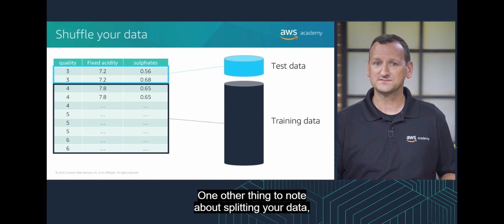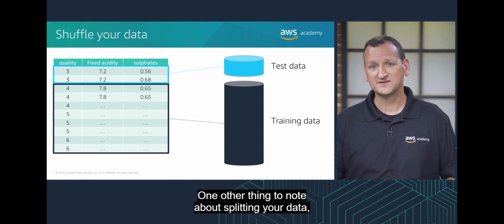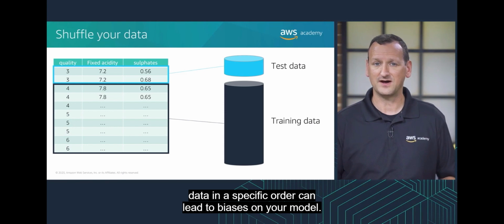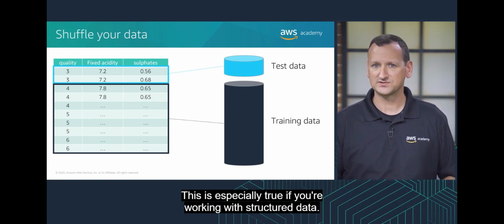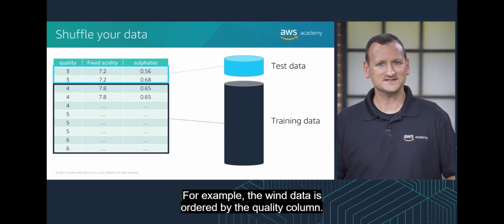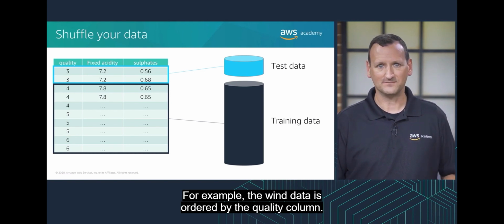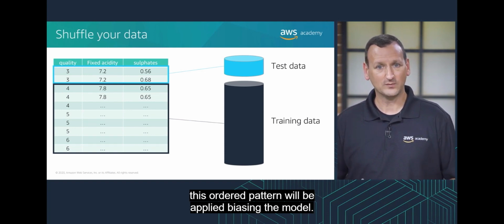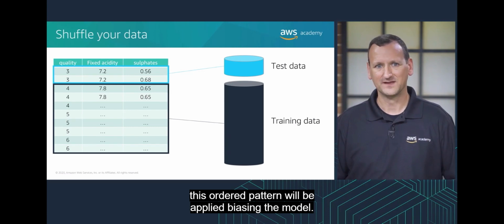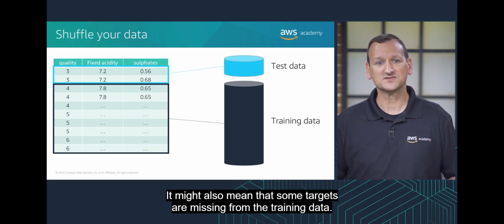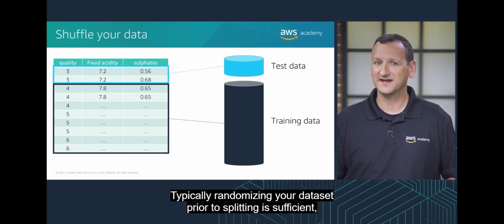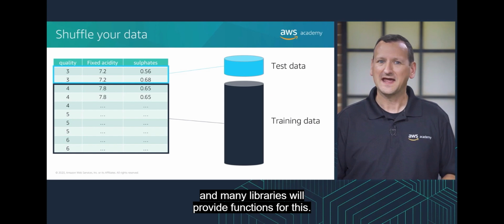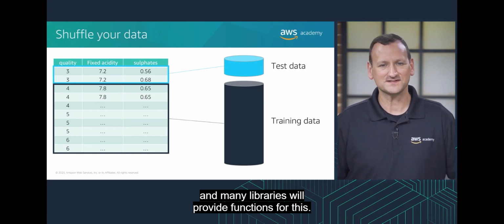One other thing to note is that splitting your data in a specific order can lead to biases in your model. This is especially true if you're working with structured data. For example, the wine data is ordered by the quality column. When you run your model against your test data, this ordered pattern will be applied, biasing the model. It might also mean that some targets are missing from the training data. Typically, randomizing your dataset prior to splitting is sufficient, and many libraries will provide functions for this.